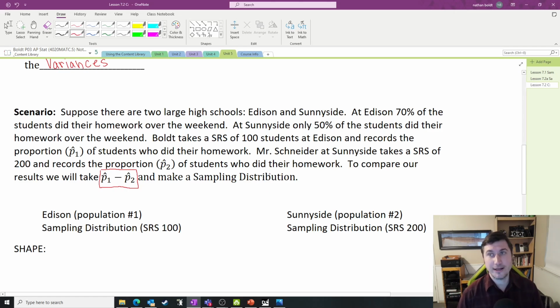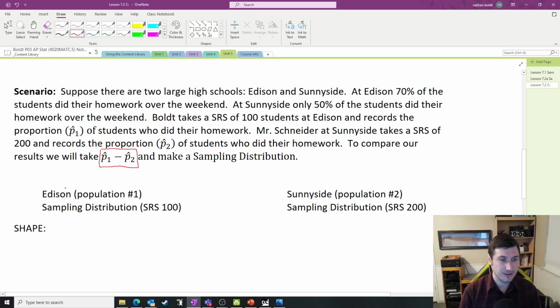Now, first off, we've got to treat these two things separately, okay? If we're going to combine them, we have to check the mean, standard deviation, all our conditions for both of them. So, what is the shape of Edison's sampling distribution? Well, we hope it's normal, right? But to do that, we have to do n times p and n times q, and they both have to be greater than 10, right?